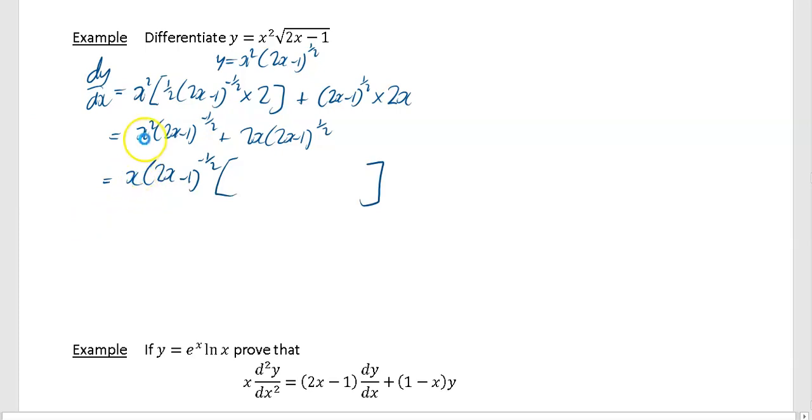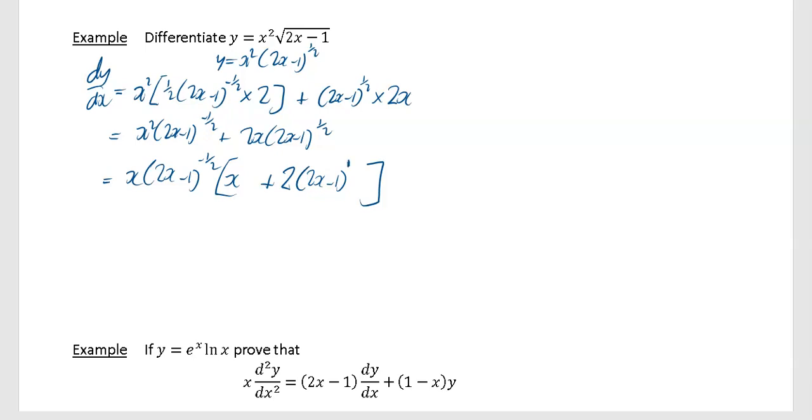Okay, x has to get up to x squared, so you need to multiply by x, and you have (2x minus 1) to the power of minus a half. So (2x minus 1) to the power of minus a half is already in this one, so you don't need to multiply anything else. Over here, x needs to go to 2x, so you need to multiply by 2. And (2x minus 1) to the minus a half needs to get up to (2x minus 1) to the power of a half. So you need to multiply it by (2x minus 1) to the power of 1.